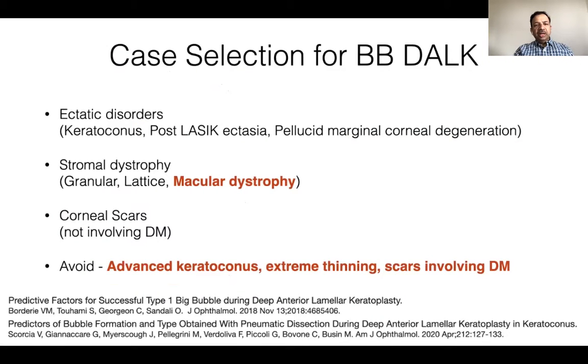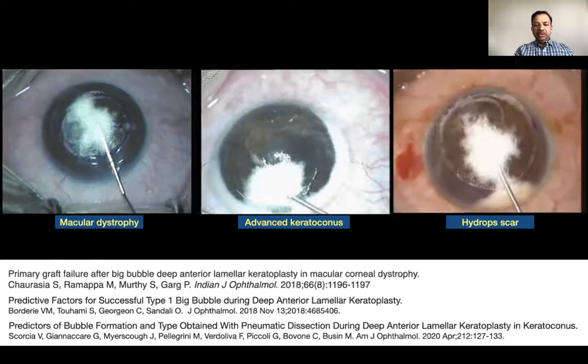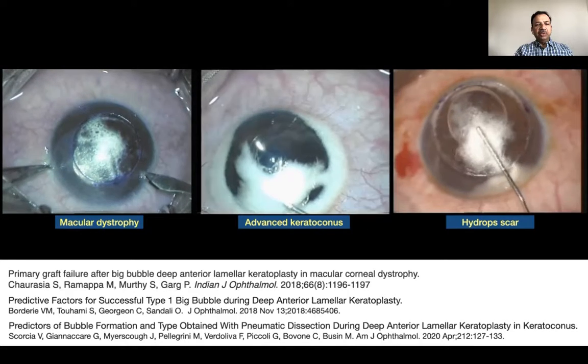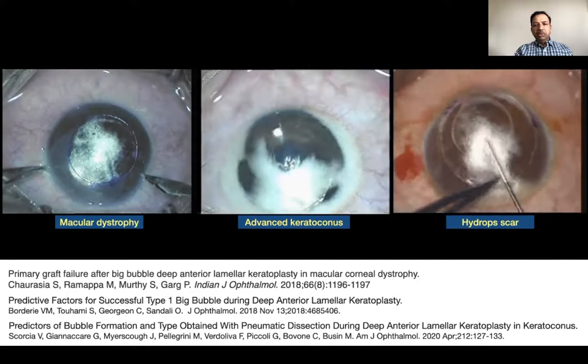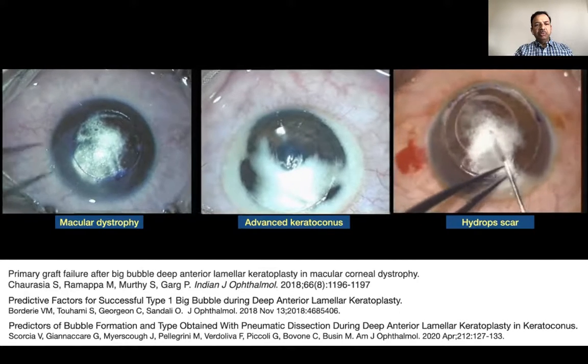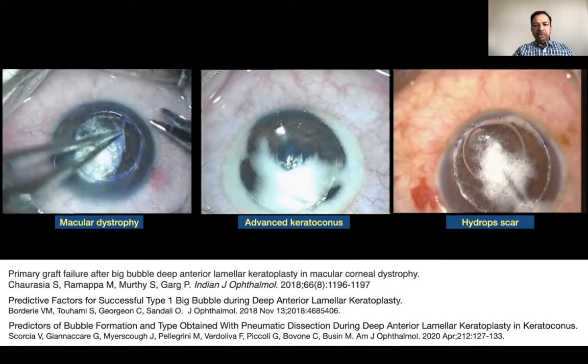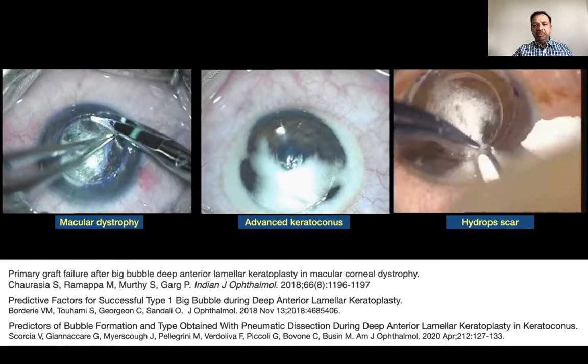For case selection, you should avoid air injection in cases of macular dystrophy, very advanced keratoconus, extreme thinning, or if there are any scars involving the Descemet's membrane. It is seen here that if you do it in macular dystrophy, you can have an abnormal bubble, usually the formation of a type 2 bubble or a mixed bubble. Otherwise, you can also have the bubble initiating and then rupturing.